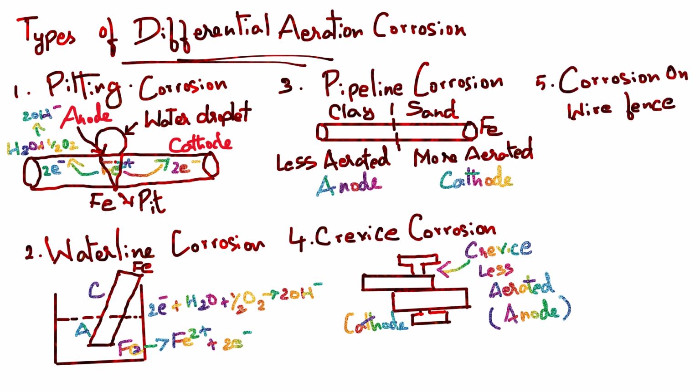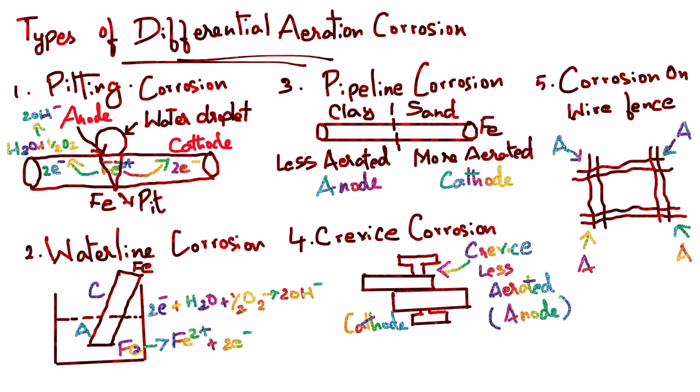Corrosion on wire fence: consider a wire fence, and the portion where the wires meet is less aerated. It will act as anode. The rest of the other portion will act as cathode, and corrosion occurs at the less aerated portion. Since corrosion occurs in the wire fence, the name given is corrosion on wire fence.